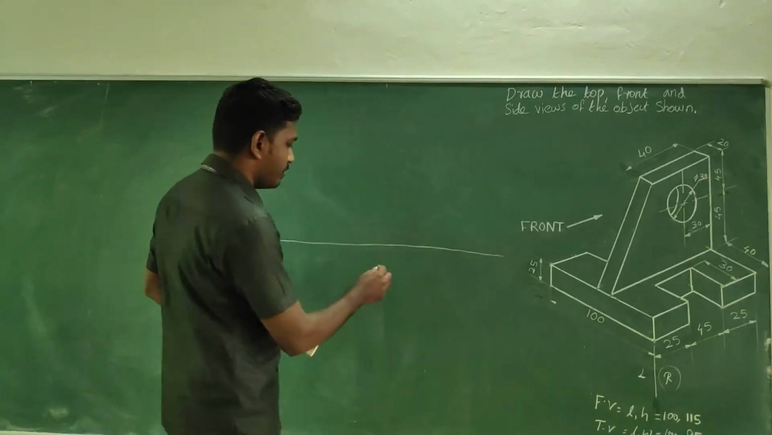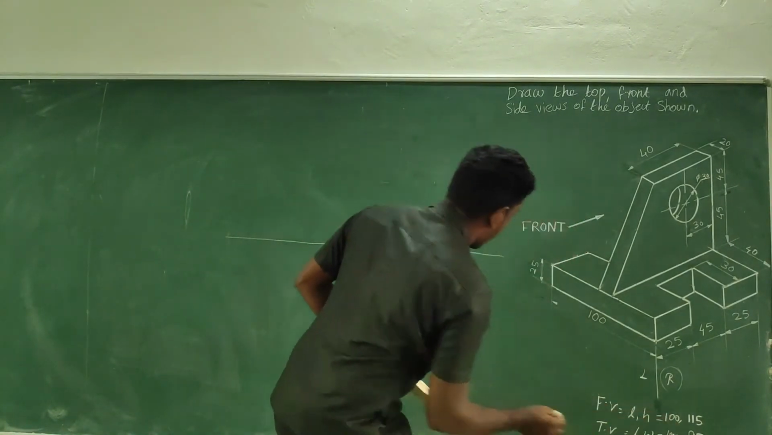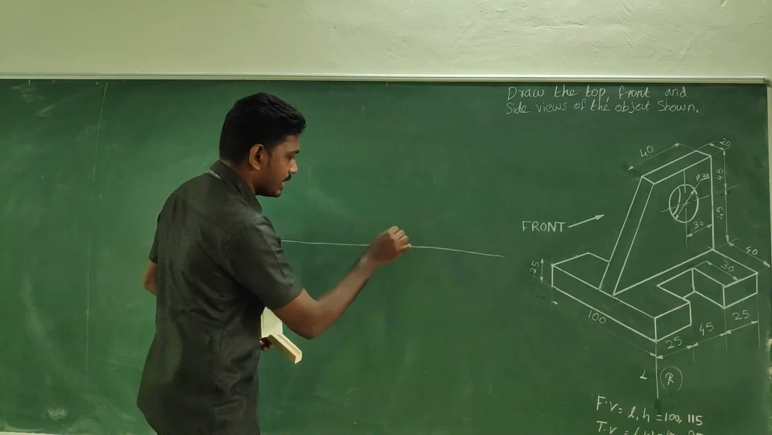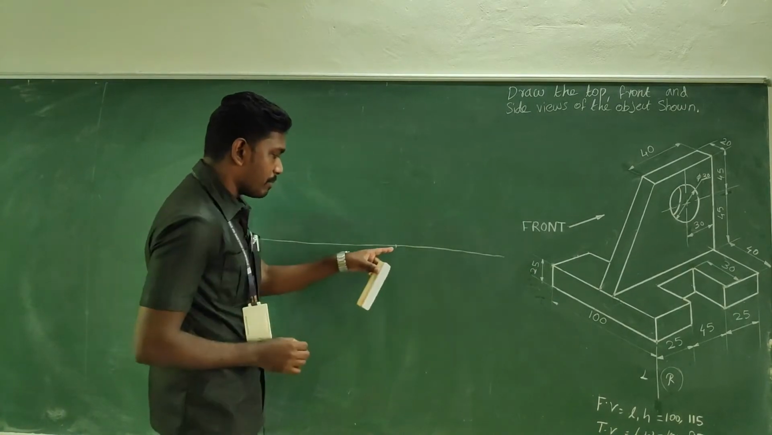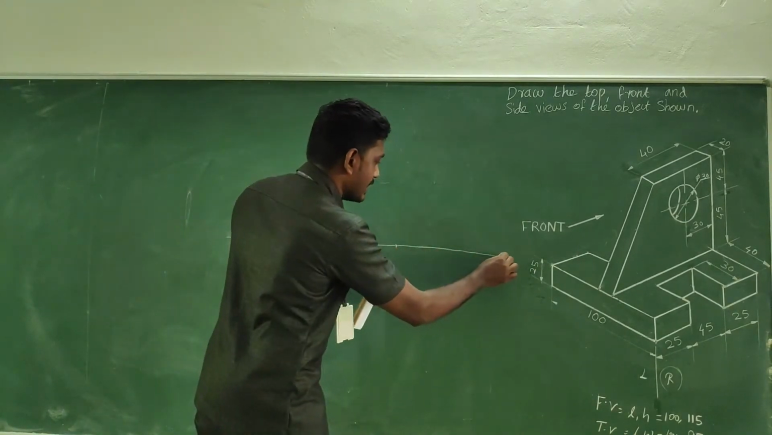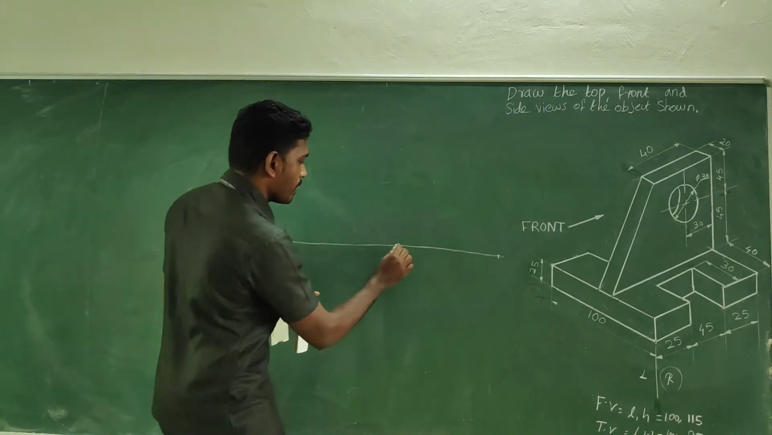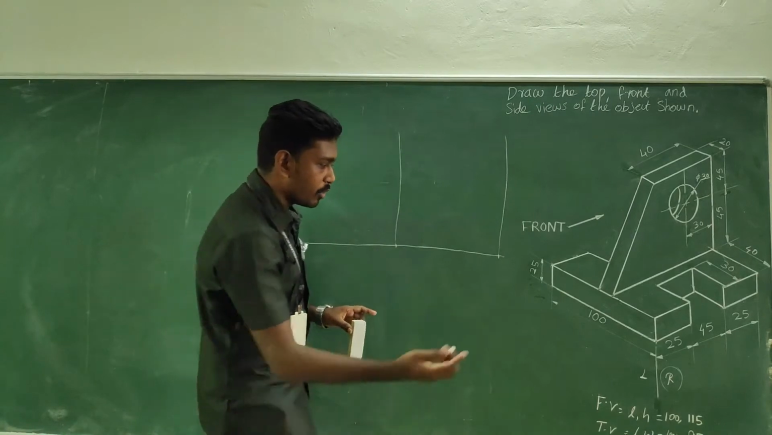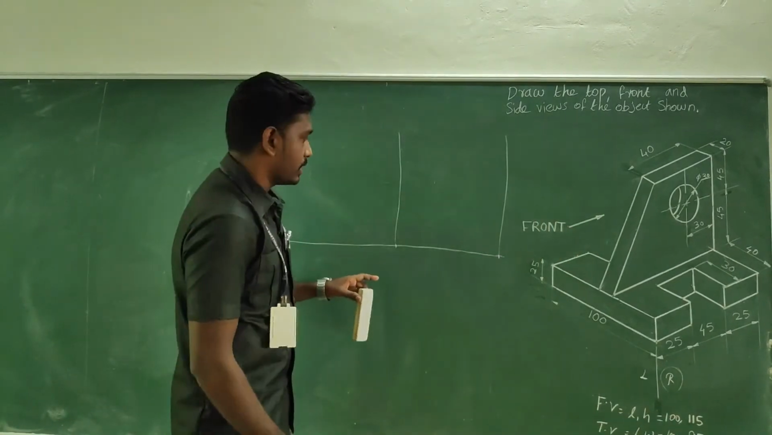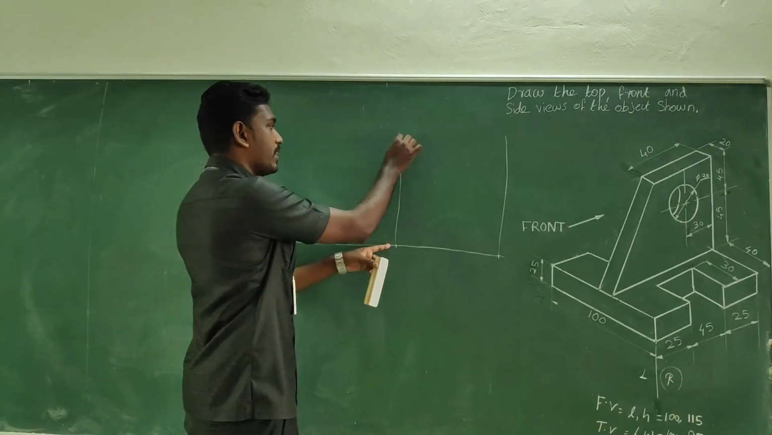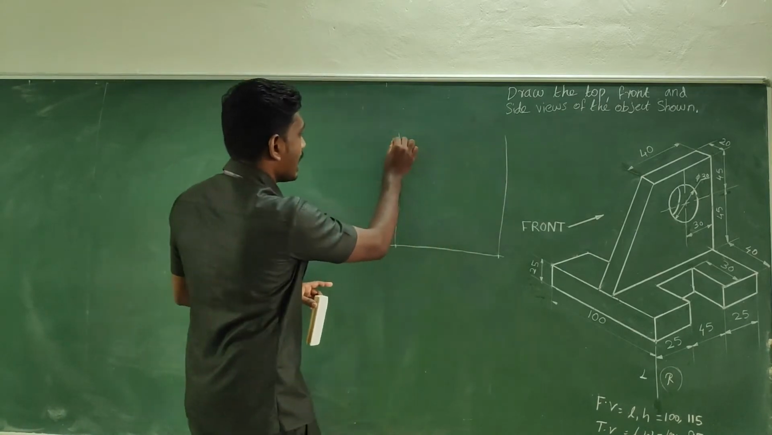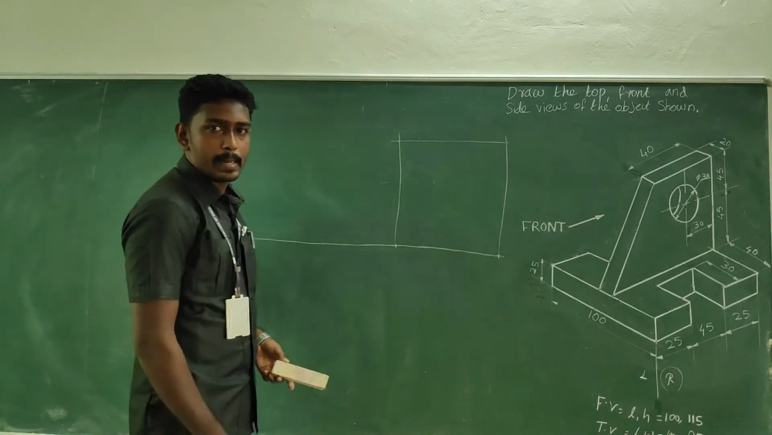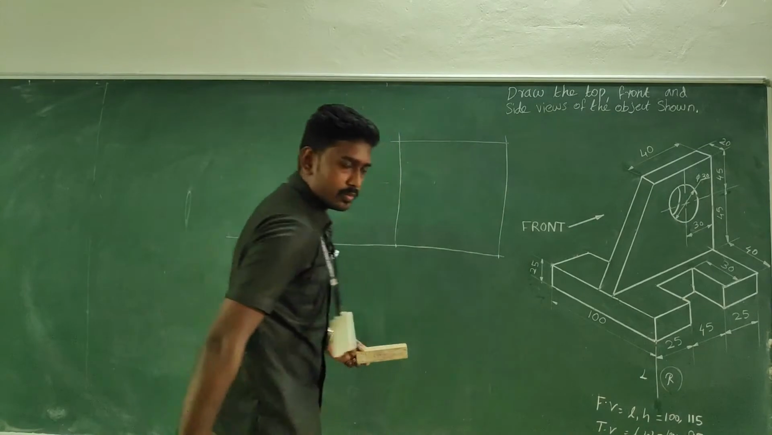First start with the front view. The front view length is 100. So on the horizontal line we can place a point, measure 100 mm, and go for a vertical line. Now what about the height? 115. So measure 115, mark a point, and go for a horizontal line. Then the top view.